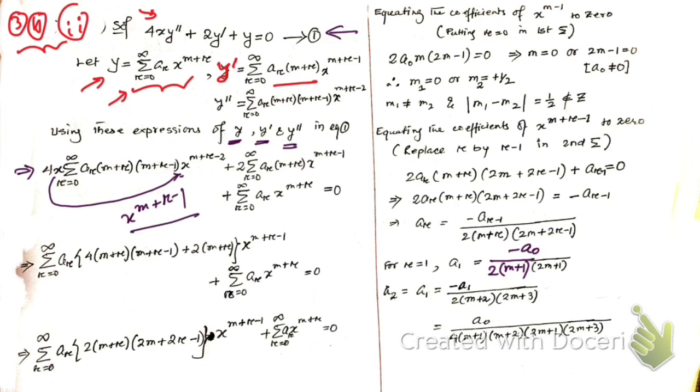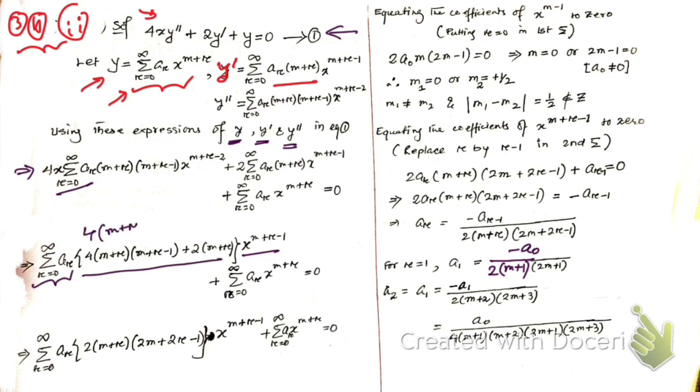So this is also x to the power r minus 1 here, x to the power m plus r minus 1, and this is also x to the power m plus r minus 1, which can be taken as common. Taking that common here, we have got this, and we have also taken this part common, summation a r, right? And within the bracket we have got 4 m plus r into m plus r minus 1 plus twice m plus r. That is what we have got here, right? So that's what we have done.